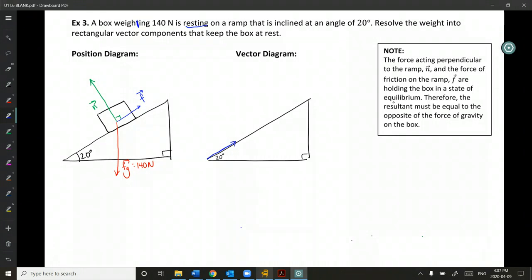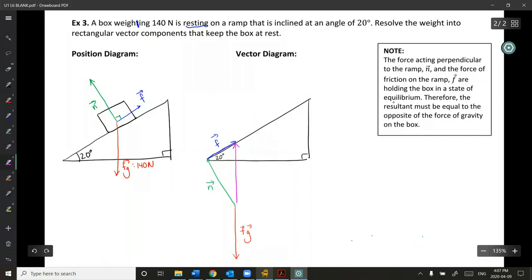We have the force of friction, which I'm just going to slide over here. We also have the normal force, which meets the force of friction at a 90-degree angle. And we have this force of gravity, which acts on the box, which has an equilibrium vector that adds to the normal force and the force of friction. So the equilibrium vector is also going to be 140 newtons, but in the opposite direction.